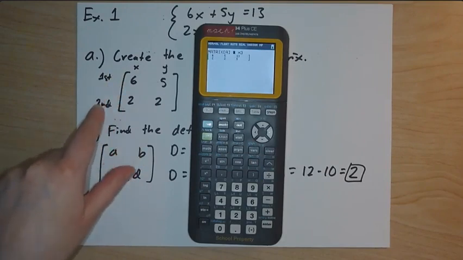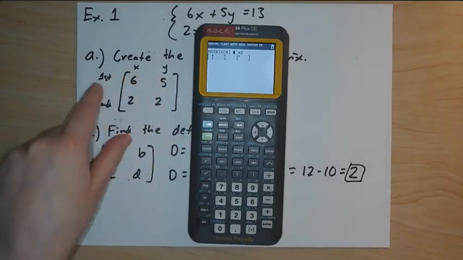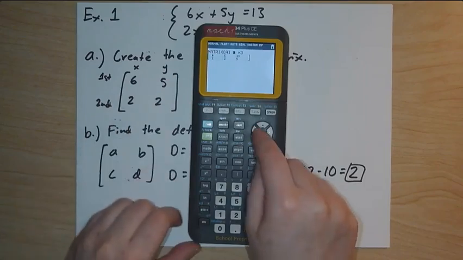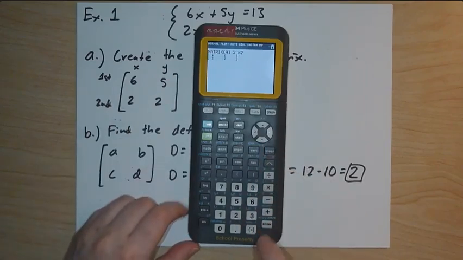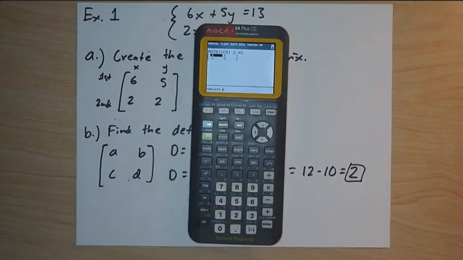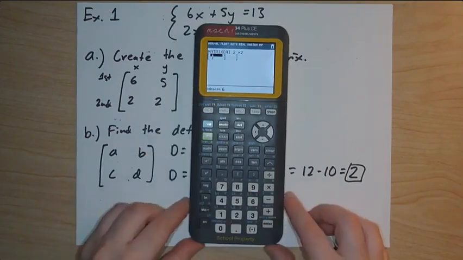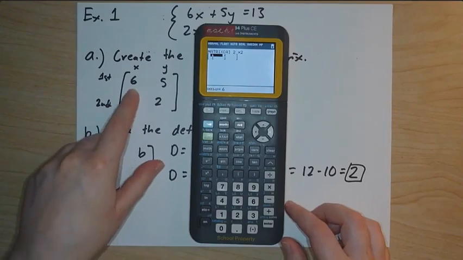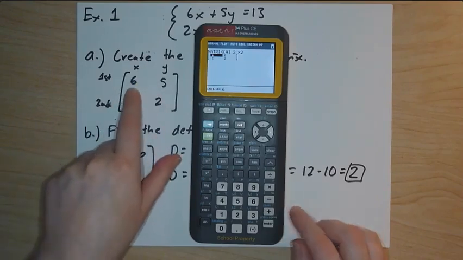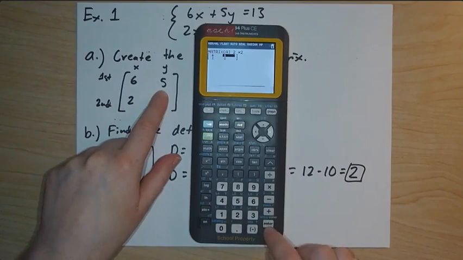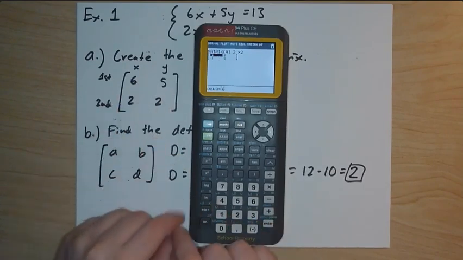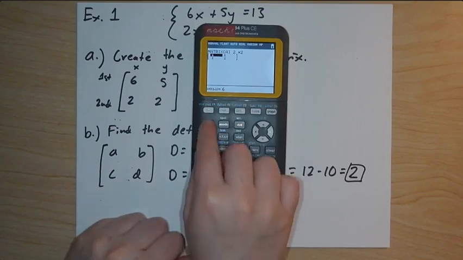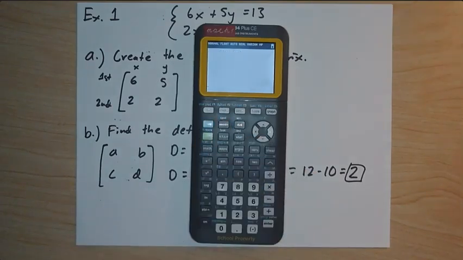We do the rows times the columns. So it has 2 rows and has 2 columns. So we're going to change the size to 2 by 2. And you notice it changes the size of our matrix. So we're going to enter in all of our entries. We have 6, we have 5, we have 2, and we have 2. Now that you've done that, we're going to go back to our main menu. So you're going to press second mode to quit, back to your home screen.